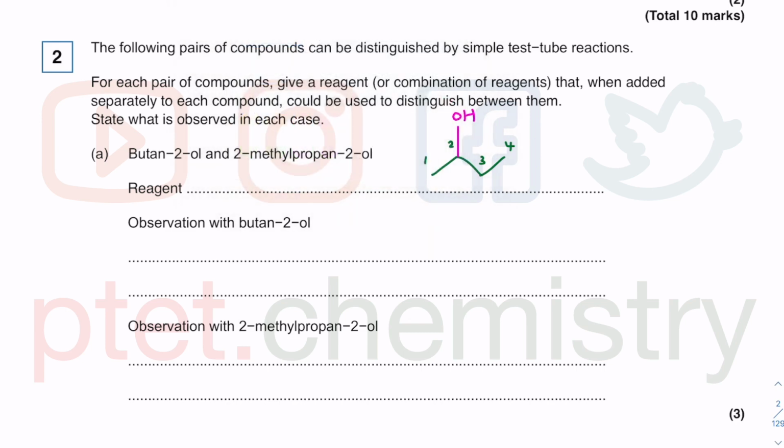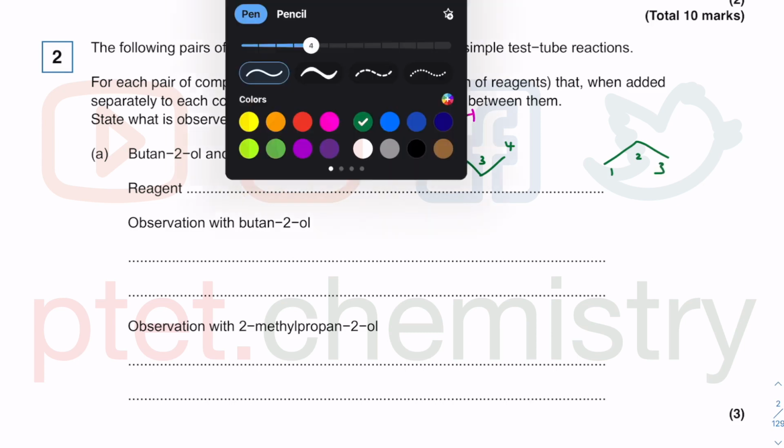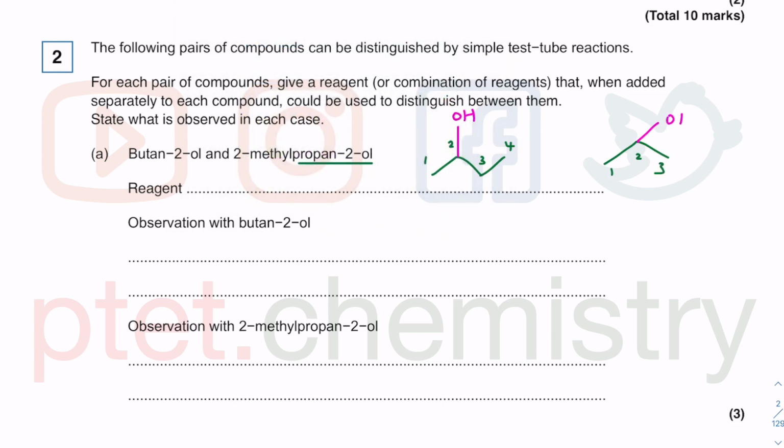And now I have a 3 carbon alcohol. So 1, 2, and 3, like that. I have an OH at position 2. I have a methyl at position 2, so this is 2-methylpropan-2-ol, all that. What else can I say?